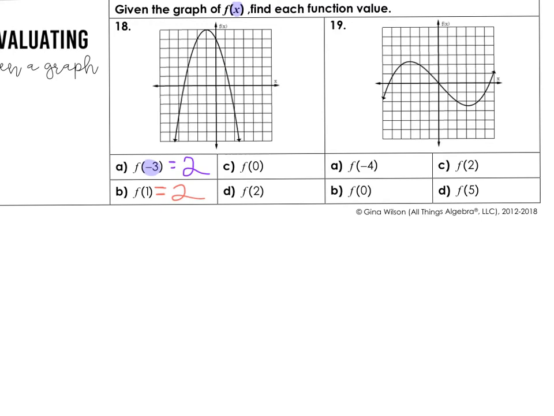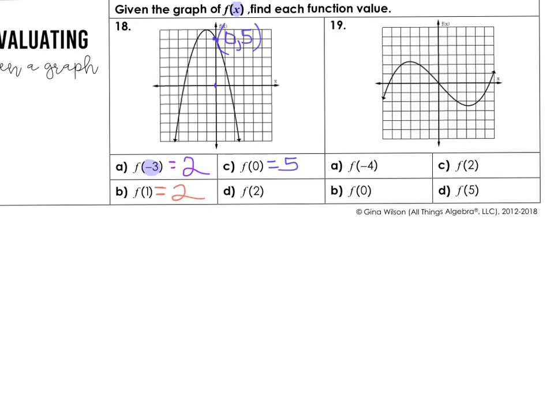C is f of 0. So on the x-axis, I don't actually go anywhere because 0 is there. But I'm going to go up again till I hit the parabola, which would be right there. Be careful with the way you write the coordinates. So that's the coordinates 0, 5. So when my x is 0, my y is 5.